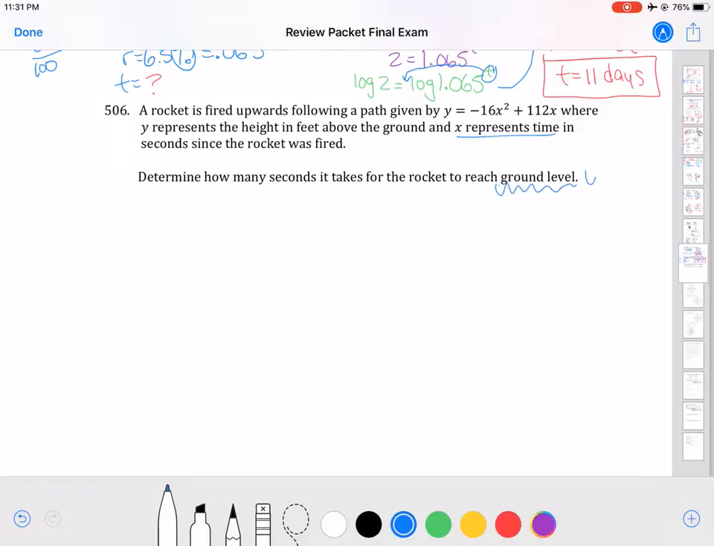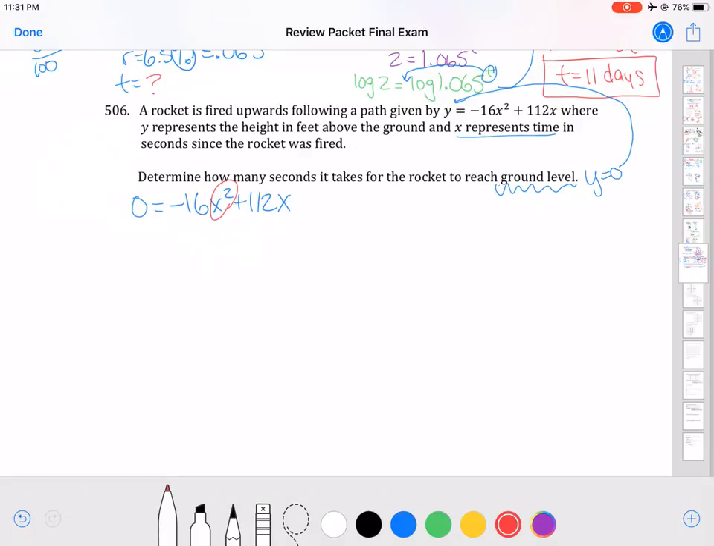So I know that y is my height. Ground level is going to mean that y is 0. So I'm going to plug in 0 in place of y to start. So it's 0 equals negative 16x squared plus 112x. Now this one can absolutely be solved with factoring. I am going to go ahead and use the quadratic formula because this is a quadratic, and that's the method that works every time. Like I keep saying, it's a good go-to. If you don't want to memorize a lot of methods, this is the one to use.